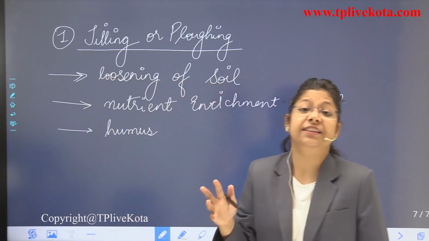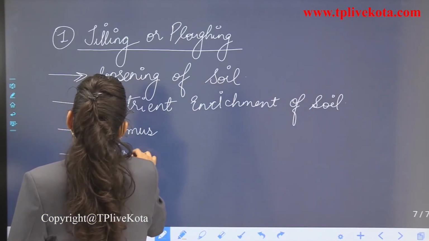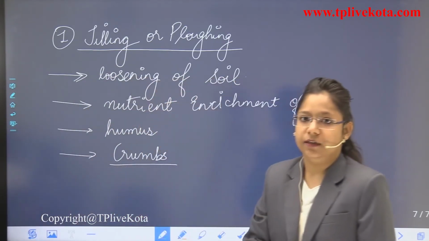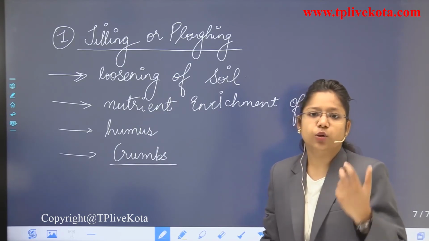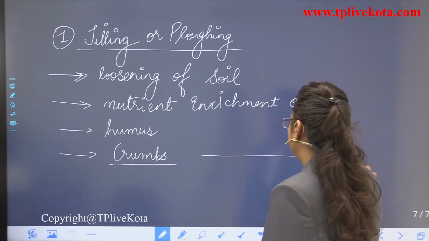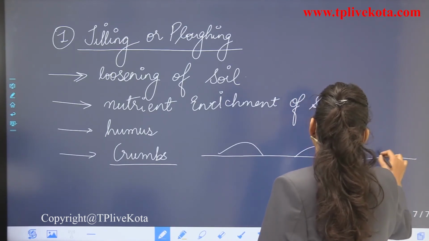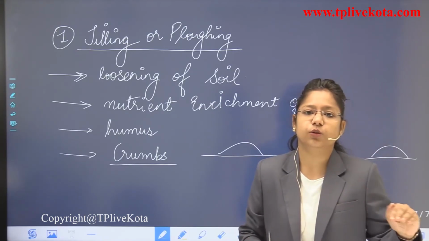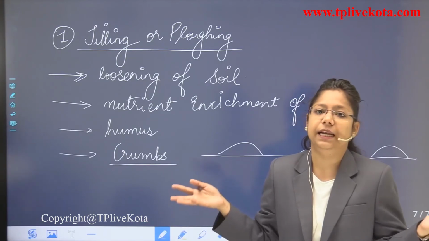Now, the bad thing that happens in this procedure is the formation of crumbs. What are crumbs? If you are digging a field, small piles of soil will occur on small spaces. Okay, and this makes the surface of the soil uneven. So the next procedure to be followed will be leveling.